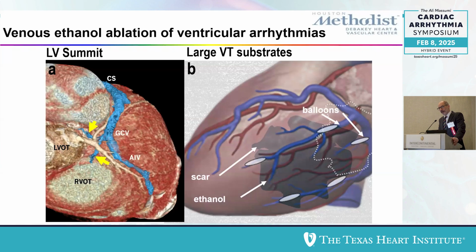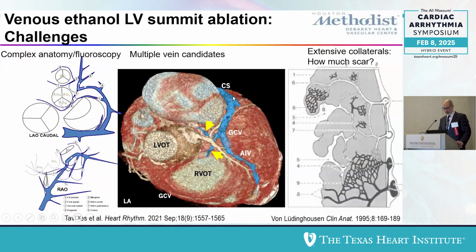So I would like to divide this topic in two broad separate aspects. One, addressing LV summit ventricular arrhythmias, and second, addressing large VT substrates. These are very different technically, although we capitalize on the venous access to myocardial tissue to get the job done.